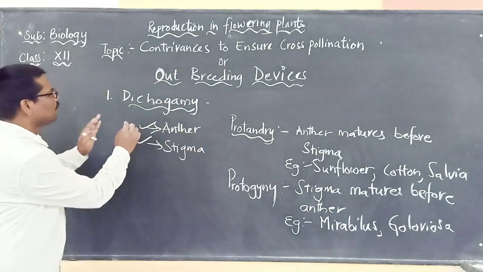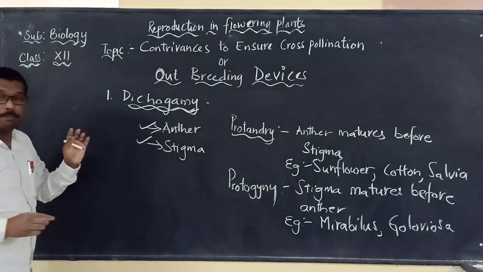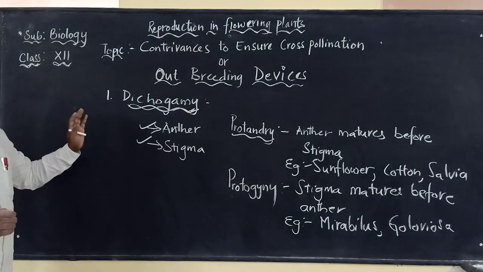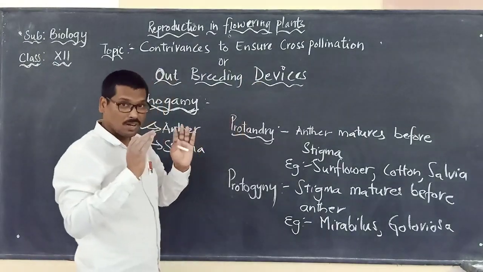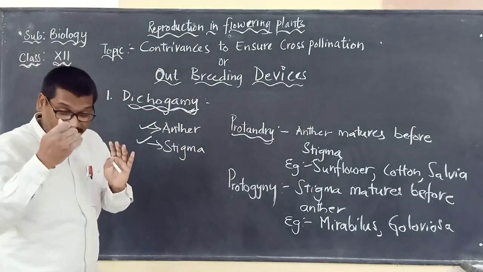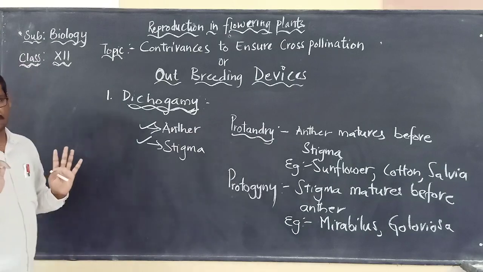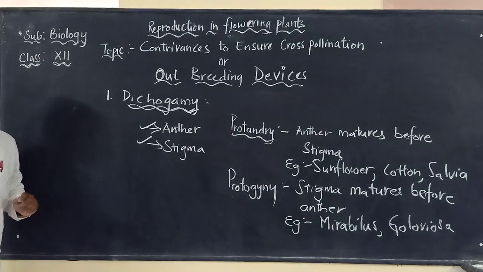So here we have to remember that this is a type of adaptation shown by plants in order to go for cross-pollination and to discourage self-pollination.